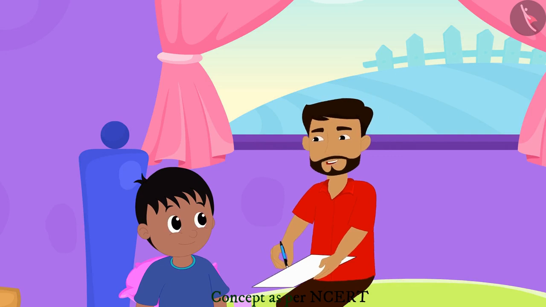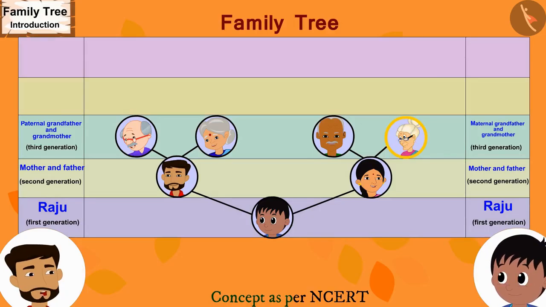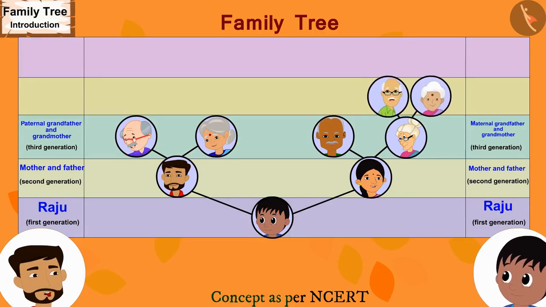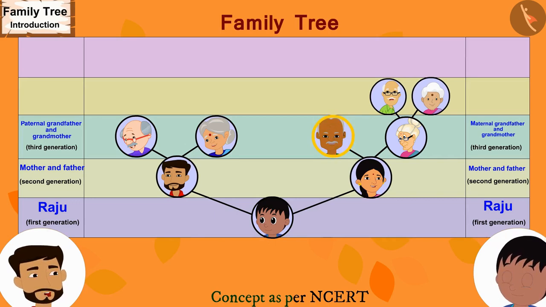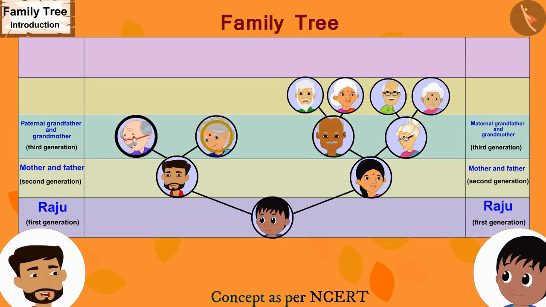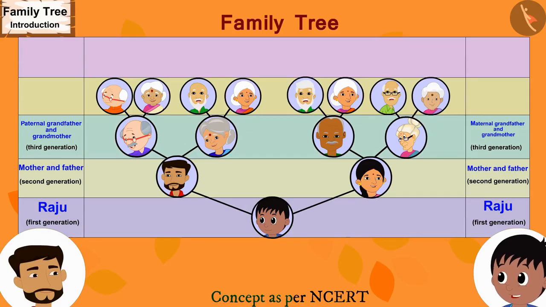No, Raju, we have yet to add more people to it. Look, for your maternal grandmother's parents, we will draw 2 lines in this way and write their names. Then we will draw 2 lines for your maternal grandfather's parents in this way and write their names. The names of your paternal grandfather and grandmother's parents will also be added to this family tree in the same way. What is my relationship with all these people, Father?